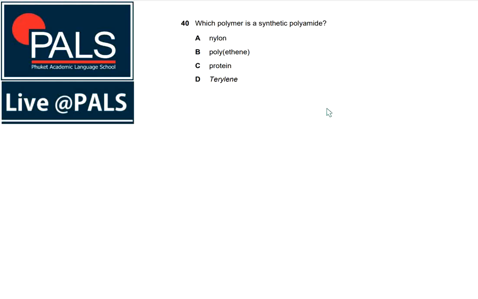Which polymer is a synthetic polyamide? So actually we have the first one, nylon, which is the correct answer. It is a synthetic polyamide. Polyethene is a synthetic material. However, it is not a polyamide. Of course, protein is not synthetic, it's natural. Terylene is not a polyamide also, although it is synthetic. However, it is a polyester. So the correct answer is letter A.